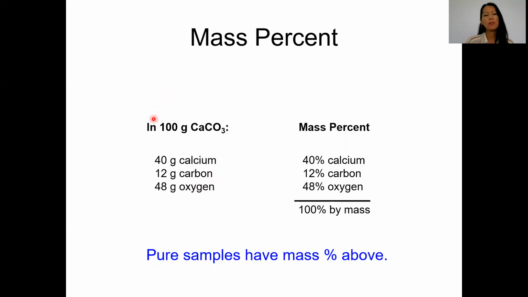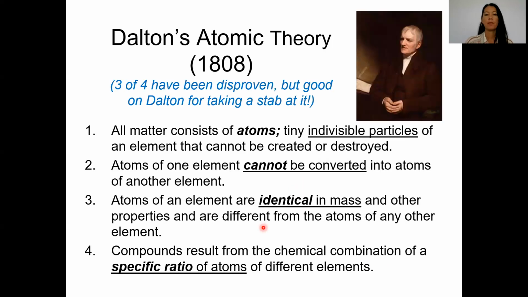And so you don't always have 100 grams of a sample. What's more useful to use is mass percent. So no matter the source, in a pure sample of calcium carbonate, you will always have 40% calcium, 12% carbon, and 48% oxygen.